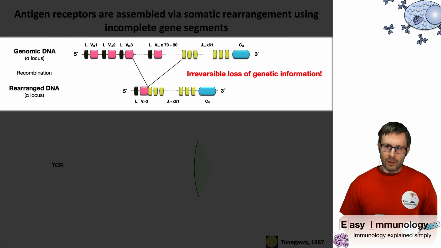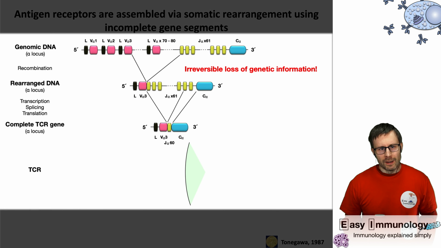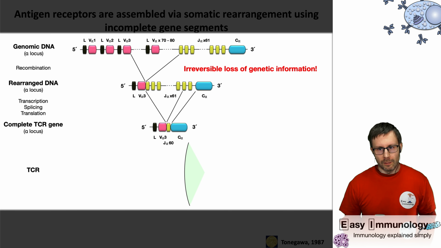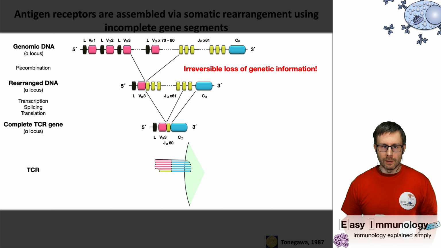And this leads to an irreversible loss of genetic information, meaning the cell cannot go back to the initial state and try it again because all the sequence information in between was lost. Then the other parts that are not needed are cut out. This gets transcribed into an mRNA that gets spliced to get rid of the introns. And then it gets translated into a protein, and this protein then folds and forms the alpha chain of the T-cell receptor. And you can see there is a constant part, called C alpha, that forms the lower base of the receptor.